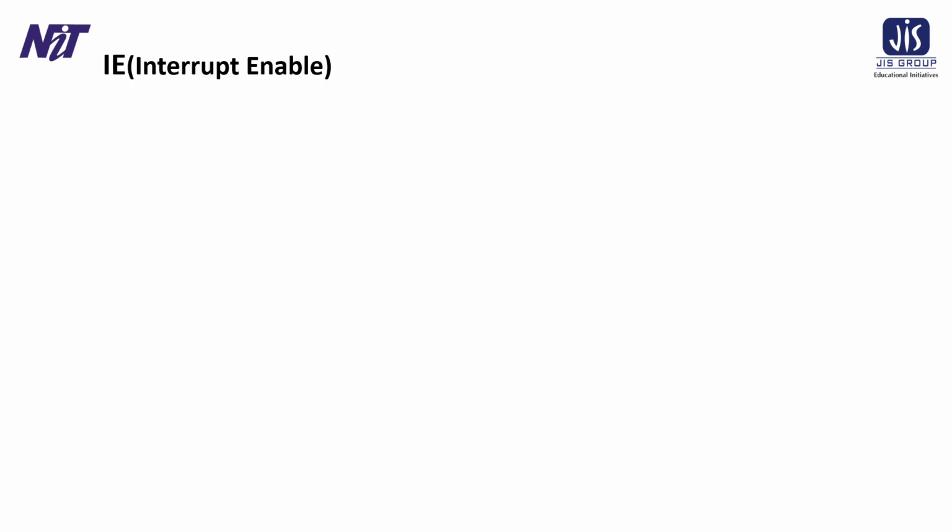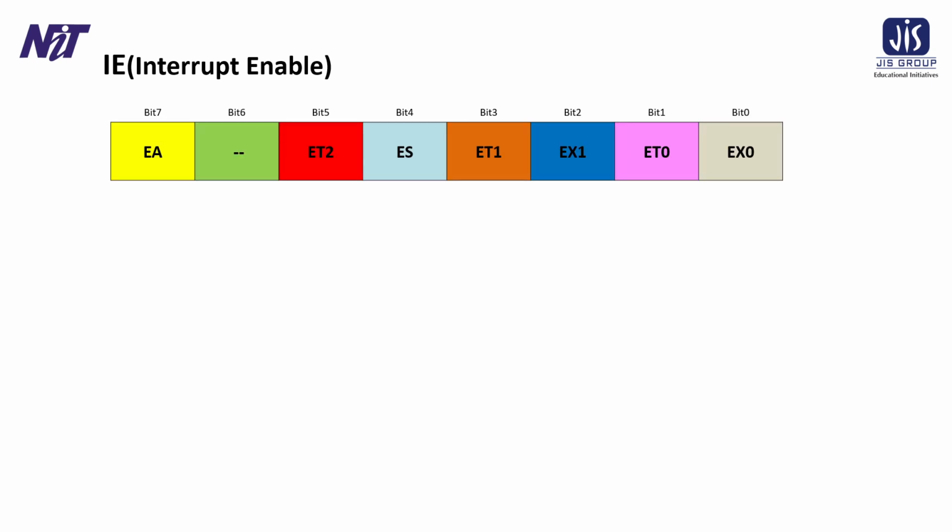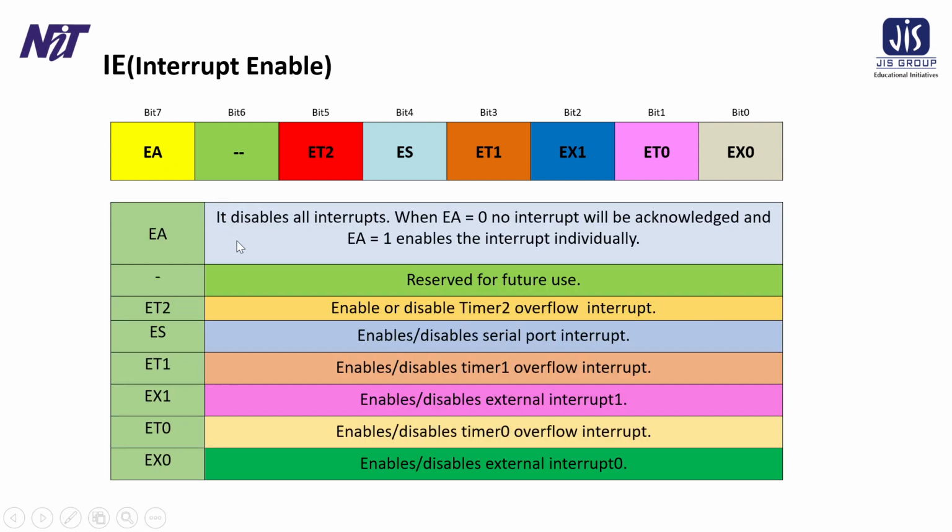Now one of the important registers is the IE, or interrupt enable register. Bit 7 is EA, bit 5 is ET2, bit 4 is ES, bit 3 is ET1, bit 2 is EX1, bit 1 is ET0, bit 0 is EX0. I'll explain one by one. EA disables all the interrupts. When EA is 0, no interrupt will be acknowledged, and when EA is 1, the interrupts are enabled individually. That means if it is 0, no other function is operating.